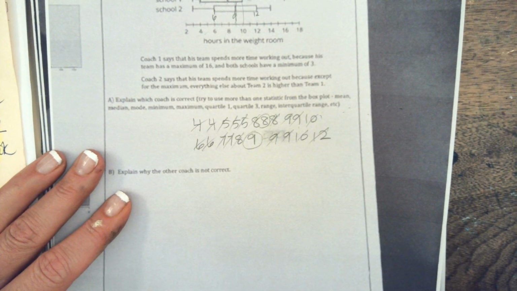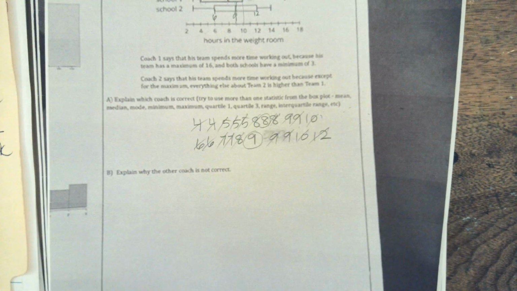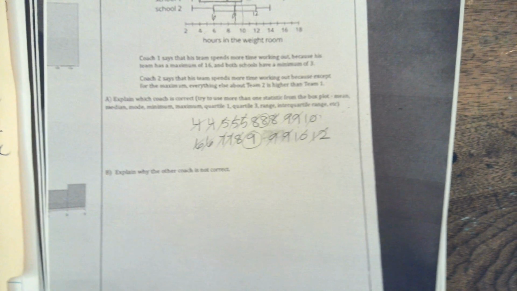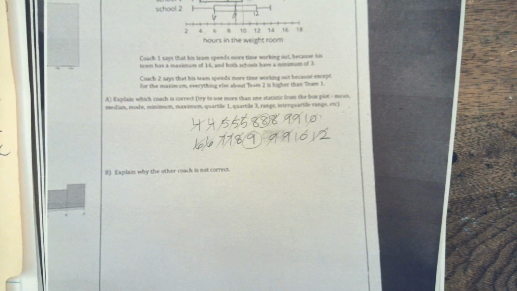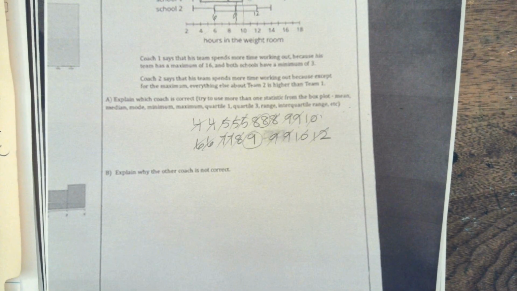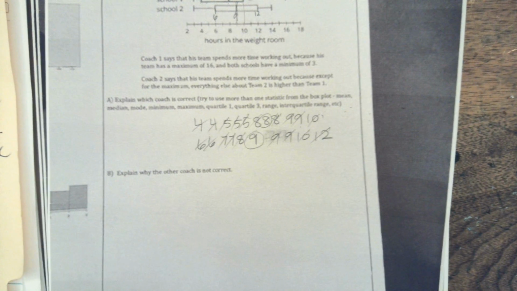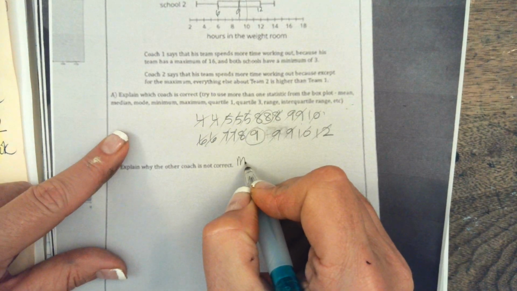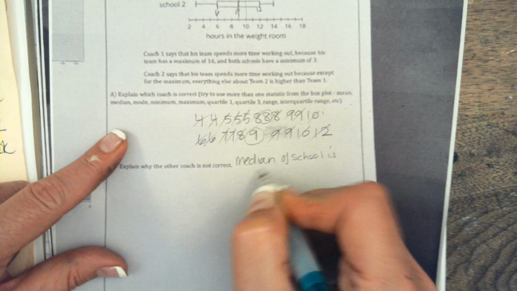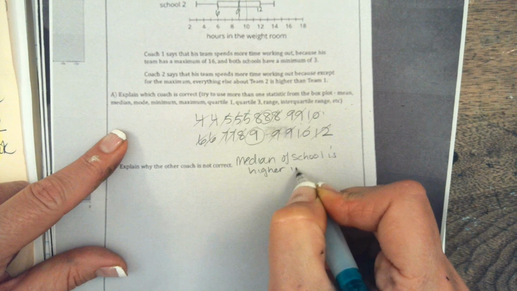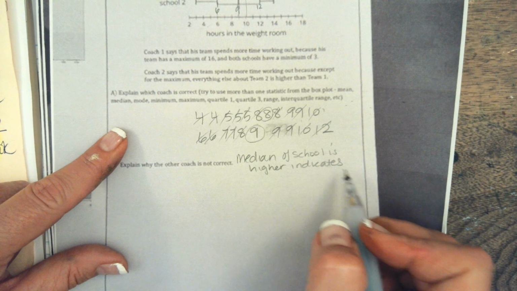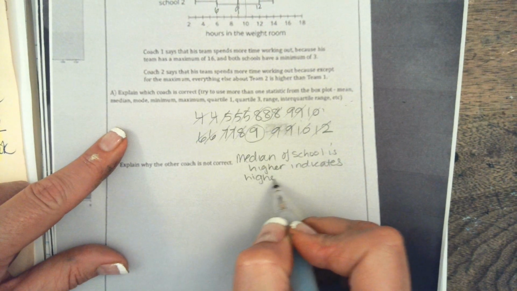Okay, so we're set on this. This could be what the data is. We don't know. Doesn't it seem that school 2 is in way better shape? Okay, so explain which coach is correct. Try to use more than one statistic. So we're going to say something like the median of school 2 is higher. So that indicates, don't say indicates because they won't believe you did that, indicates a higher number of hours.